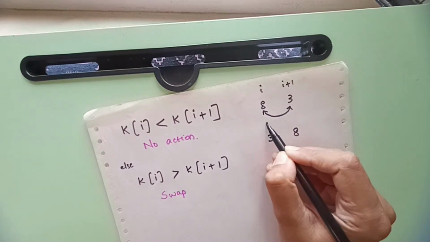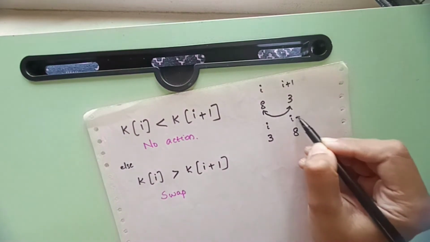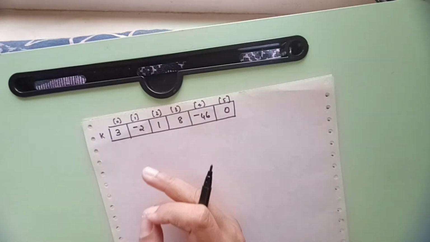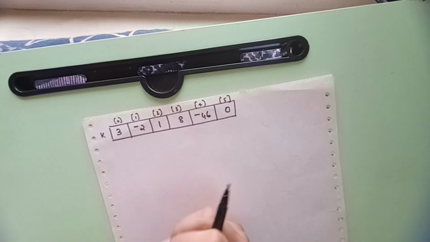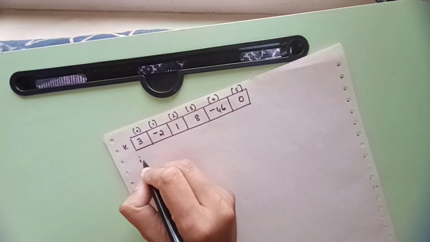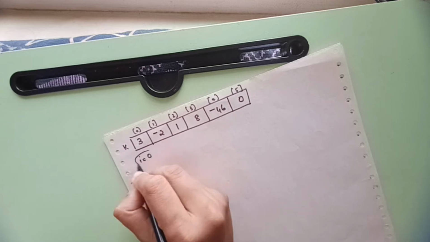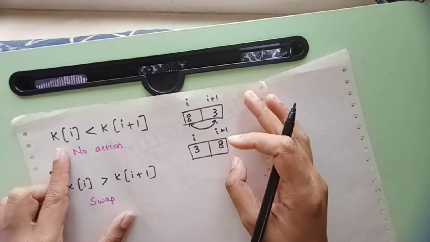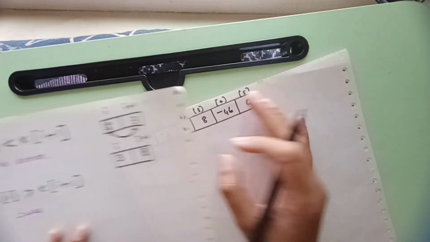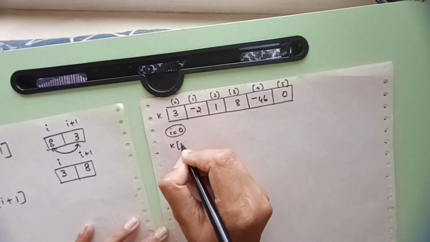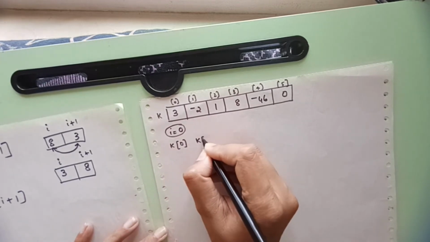That is, now in ith position we have 3 and in I plus 1 position we have 8. Consider this example. Now we will try to solve this using bubble sort. So first case, I is equal to 0. When I is equal to 0, we are going to compare K of I with K of I plus 1. So now we have I as 0. We are going to compare K of 0 with K of 1.